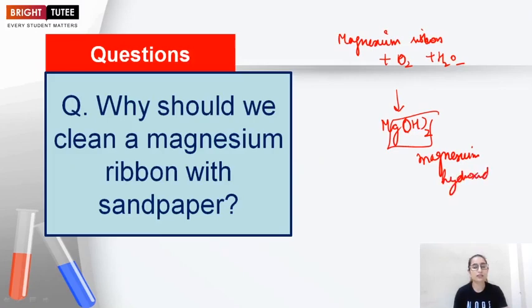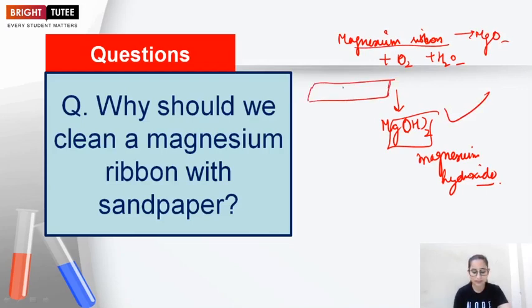If you do not clean it up, then it may interfere in the reaction and it may not lead to the same products. Basically when we burnt magnesium ribbon, we were obtaining magnesium oxide. But if magnesium ribbon already has a layer of magnesium hydroxide on it, now when you burn it, the products obtained will not be the same. So yes, before you go forward with the reaction, you have to clean the magnesium ribbon with the help of a sandpaper to remove this layer of magnesium hydroxide and to proceed with the normal reaction.